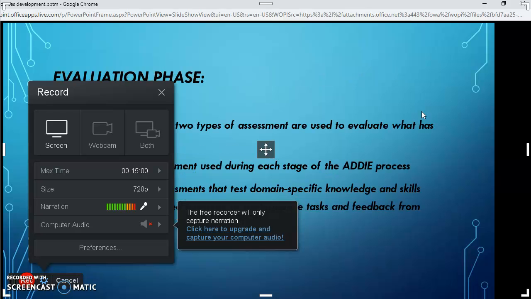In the evaluation phase, we will be utilizing two types of assessments used to evaluate what has been implemented and developed. Part one of the evaluation phase will include a formative assessment, which will be used during each stage of the ADDIE instructional design model process. And part two will include summative assessments that will test domain-specific knowledge, skills, and abilities using criteria and reference questions and performing tasks and feedbacks from users.